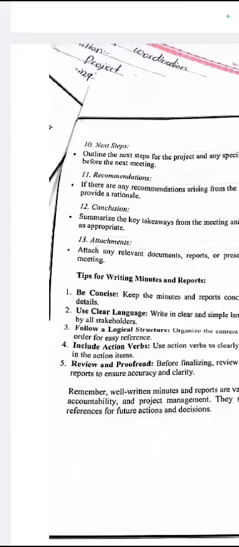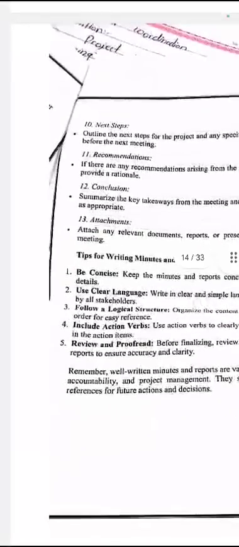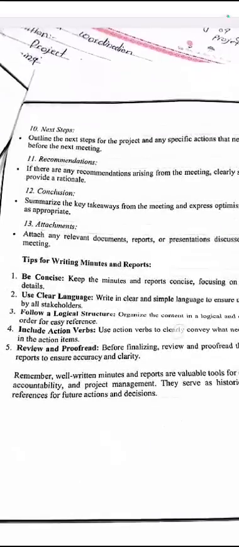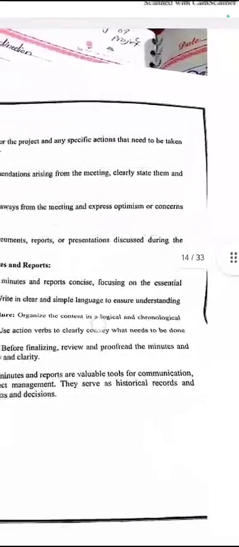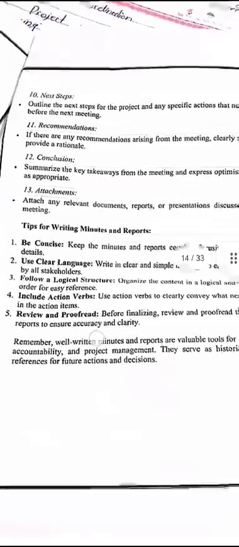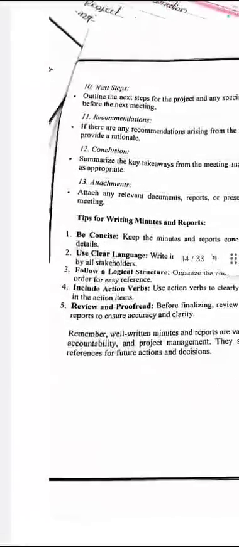Then you must discuss the recommendations. If there are any recommendations arising from the meeting, clearly state them and provide the rationale. Then you must write a conclusion, summarizing the key takeaways from the meeting and expressing optimism or concern as appropriate. Then you must add the attachments. Attach any relevant documents, reports, or presentations discussed during the meeting.